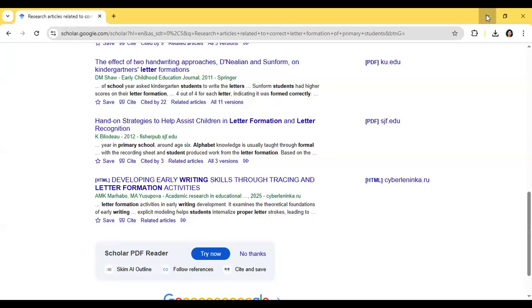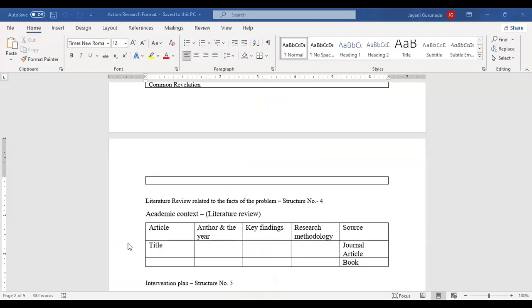Right. Now tell me how many of you, according to this grid, have filled in the article, author and the year, key findings. None of you could do it.